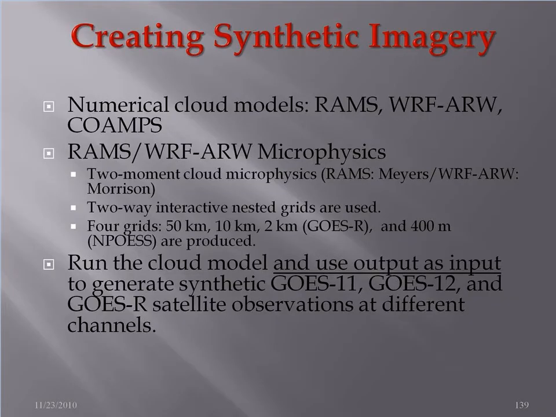How is synthetic imagery created? Well, first we input numerical cloud models such as RAMS, WRF, or COAMPS. We can use the microphysics from these. And then we run the cloud model and use the output as input to generate the synthetic GOES-11, GOES-12, or GOES-R in this particular situation, satellite observations that we would see at different channels.